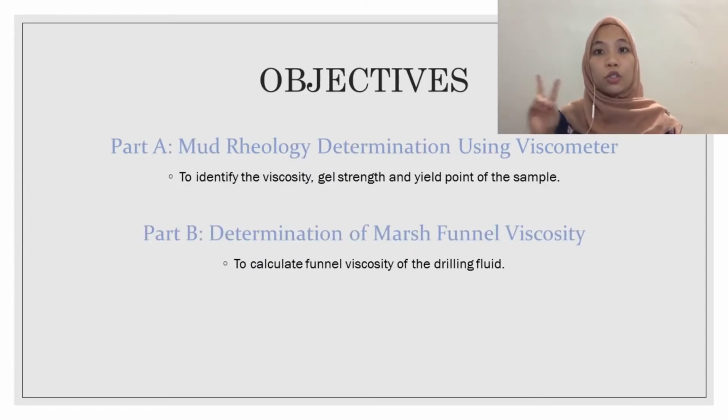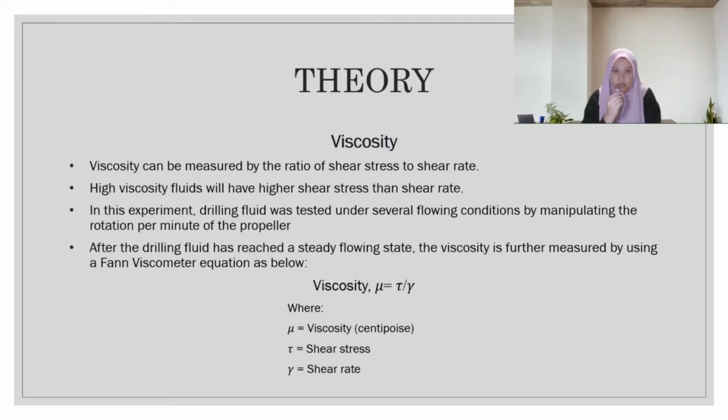So there are two objectives in this experiment, which are part A, to identify the viscosity, gel strength, and yield point of the sample, and for part B, to calculate funnel viscosity of the drilling fluid. Next, move on to the theoretical part. First thing is viscosity. Viscosity can be measured by the ratio of shear stress to shear rate. High viscosity fluids will have higher shear stress than shear rate.